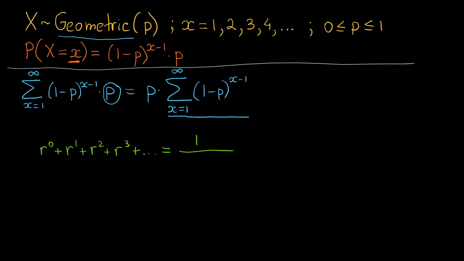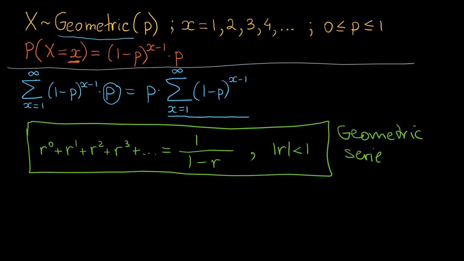equals 1 over 1 minus r, where the absolute value of r needs to be less than 1. In other words, r needs to be strictly between minus 1 and 1. Okay, so this is the geometric series formula. And let's just recognize that here on the left side, if we were to write it with the summation sign, we have the sum as x goes from 0 to infinity of r to the power of x.